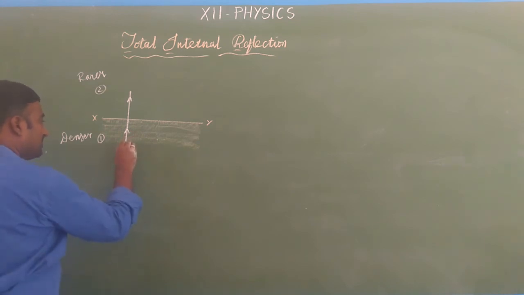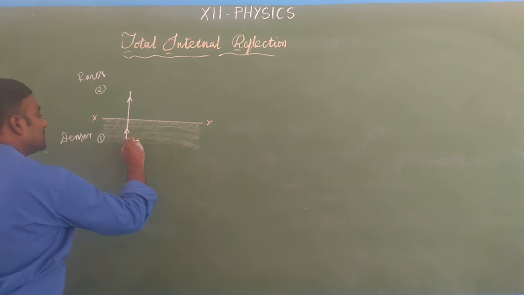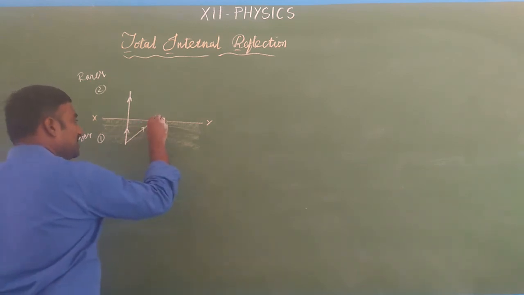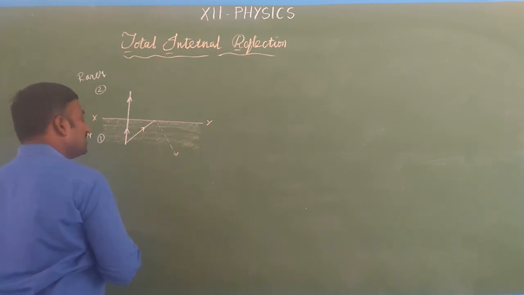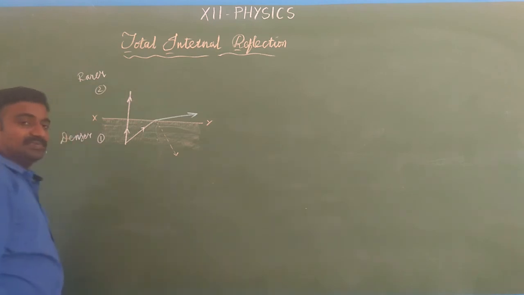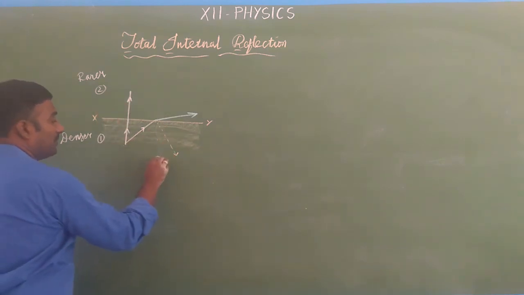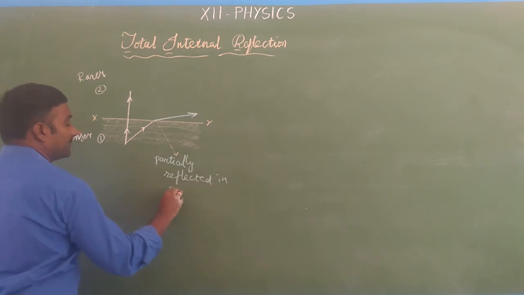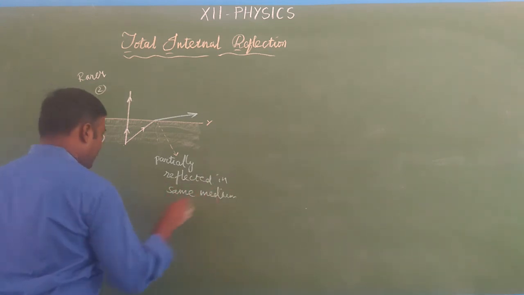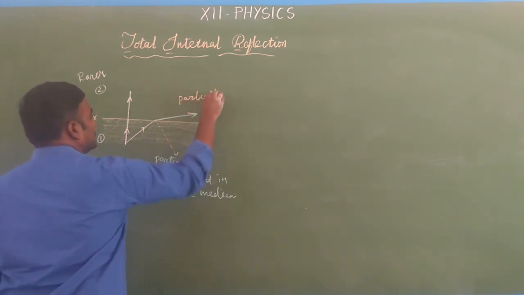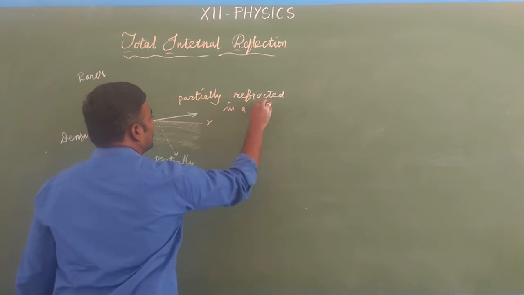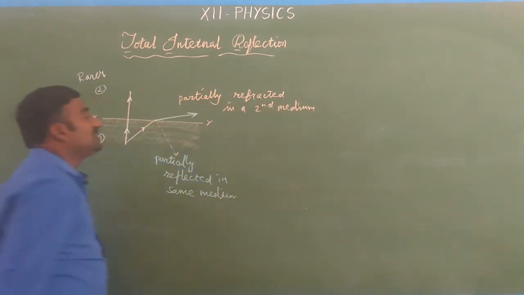From this, when a light is traveled from denser to rarer medium, a part of the light is partially reflected back in the same medium, and a part of the light is refracted away. This is called internal reflection. What is an internal reflection? Light must travel from denser to rarer, in which a part of the light is partially reflected in the same medium, and a part of the light is refracted in the second medium.